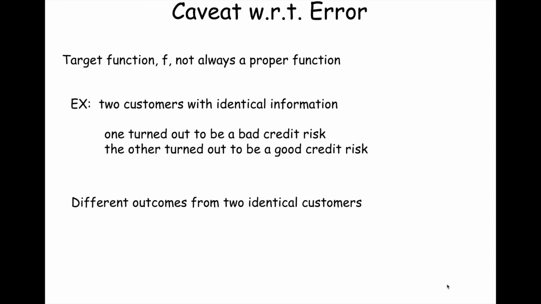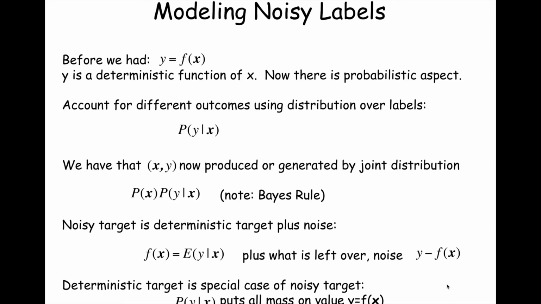How you do this is using a probability distribution. You'd have a conditional probability that will account for the fact that some proportion of the time for the same input, you're going to have a +1 label, and some proportion of the time for the same input, you're going to have a -1 label. Before, we had our ground truth target function, which is still a theoretical construct, but it's out there and we need to model it. It's a deterministic function up to this point, but now there's a probabilistic aspect to it.